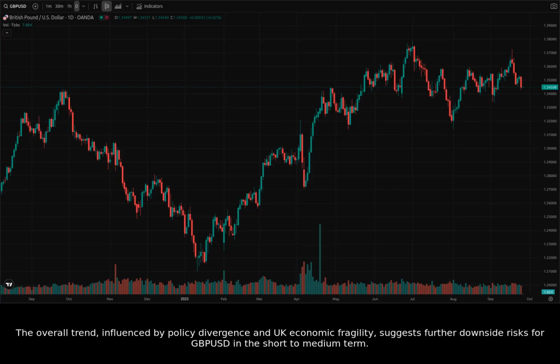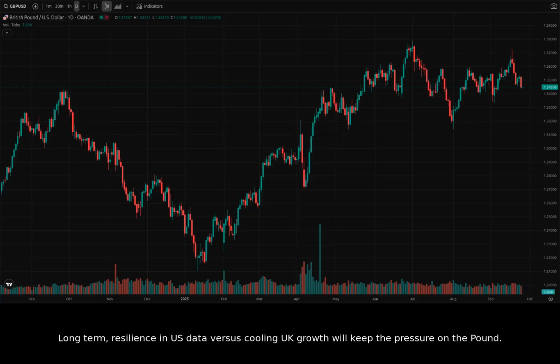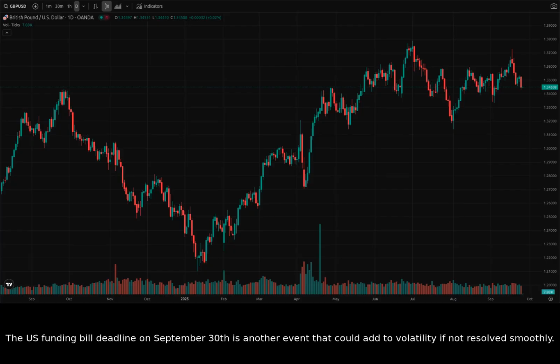The overall trend, influenced by policy divergence and UK economic fragility, suggests further downside risks for GBPUSD in the short to medium term. Long-term, resilience in US data versus cooling UK growth will keep the pressure on the pound. Traders should monitor BOE and Fed speeches closely, as any shifts in tone could trigger sharp reactions. The US funding bill deadline on September 30th is another event that could add to volatility if not resolved smoothly.